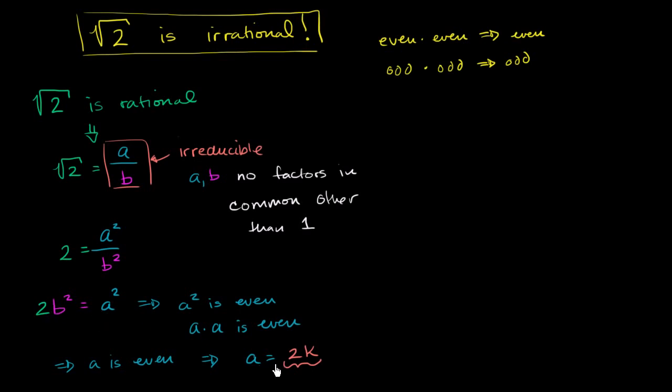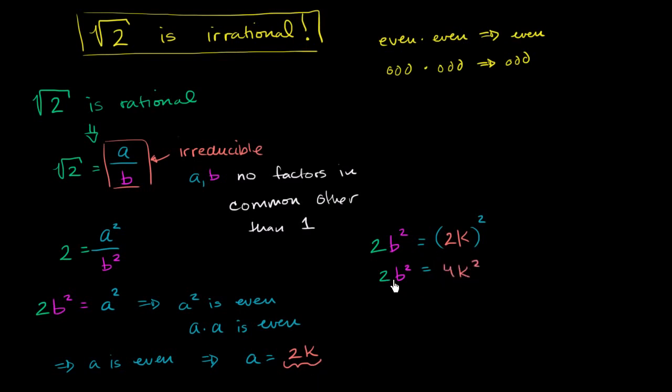If we say that a can be represented as 2 times the product of some integer, and that comes out of the fact that a is even, then we could rewrite this expression right over here as 2 times b squared is equal to 2k squared. Instead of a squared, I could write 2k squared. We're deducing that, assuming everything we've just assumed, a is even. So if a is even, it can be represented as a product of 2 and some integer. And then we can write that 2 times b squared is equal to 4k squared.